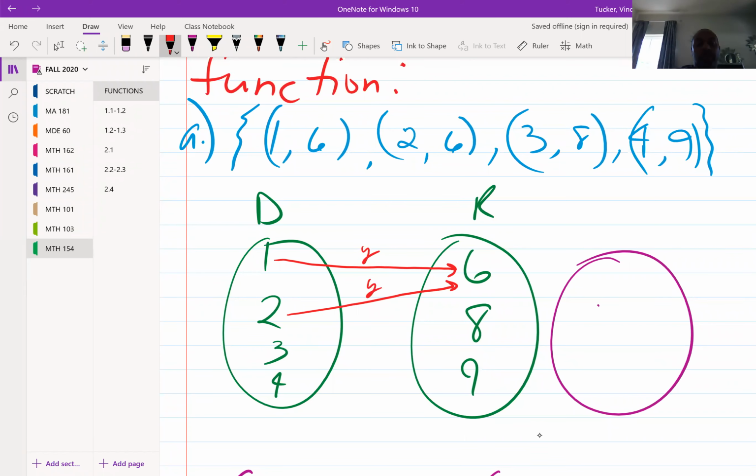So does 1 go to one element? Yes. Does 2 go to one element? Yes. Does 3 go to one element? Yes. Does 4 go to one element? Yes. Since I can answer yes for all four of those, that means yes, it is a function.